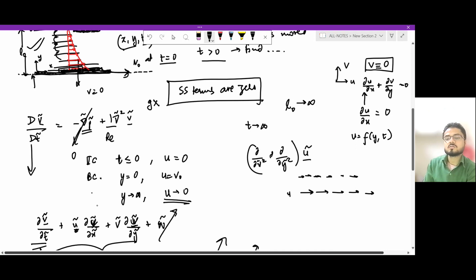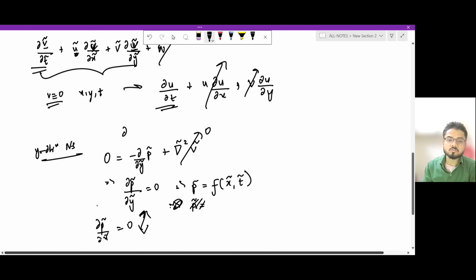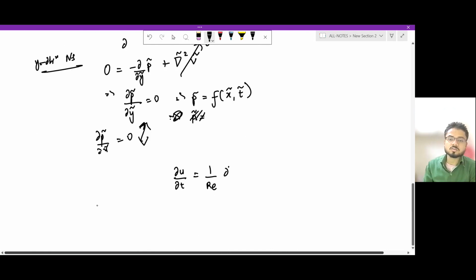So this is the intuition behind our analysis. With x, this u is not varying. It's not a vector. So effectively, this translates this entire equation into something like this: del u tilde over del t tilde equals 1 over Re times del squared u tilde over del y tilde squared.